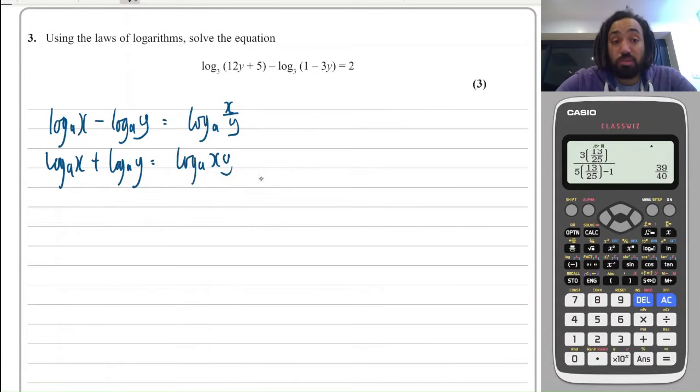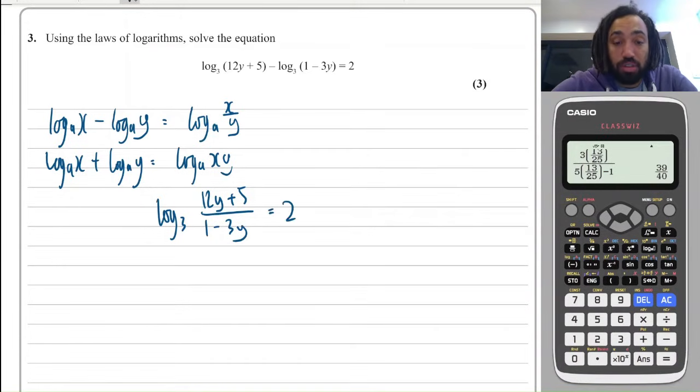So in this case we are subtracting them, so we will have the log, in base 3, of (12y plus 5) over (1 minus 3y), and that's equal to 2.